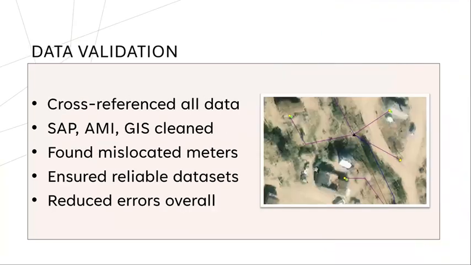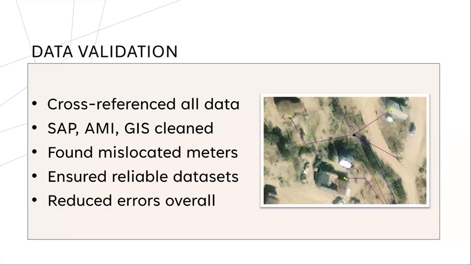meters. So once that was done, then we had to cross-reference the data, right, between SAP, which is our accounting program, the AMI system, and GIS. So here in this picture, we can see you have the yellow, which is the GIS meters. And you have the kind of greenish one, which is the AMI meters. So we had to cross-reference those.